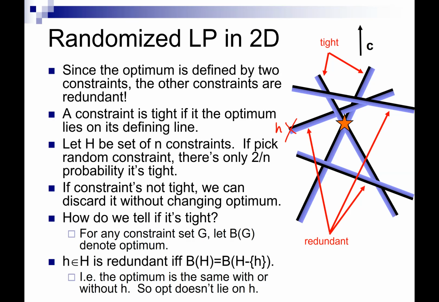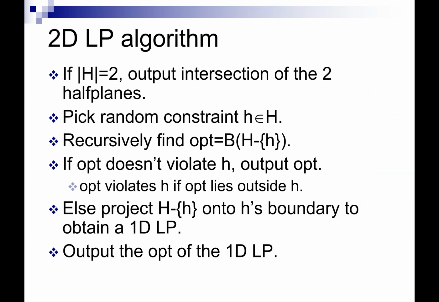Now that we have this, we can actually develop a randomized algorithm for solving these 2-dimensional linear programs. So for example, H is going to be our set of constraints. And if there are only 2 constraints, then these 2 constraints are going to intersect at a single point, a single extreme point, and we know the optimum is at an extreme point. Therefore we're just going to output the intersection of these 2 constraints.